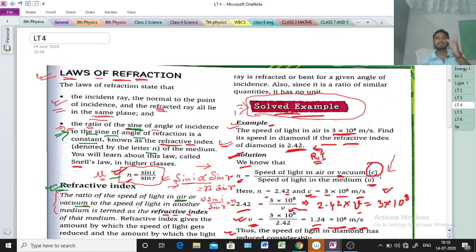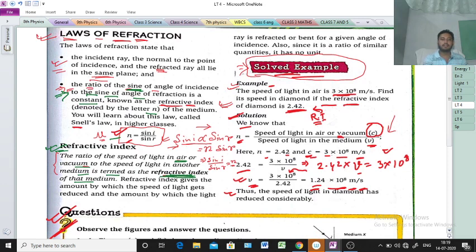The ratio of speed of light in air or vacuum to the speed of light in the another medium, maybe glass medium, maybe water medium, maybe whatever, is termed as refractive index of that medium. If you read this, the refractive index gives the amount by which the speed of light gets reduced and the amount by which the light ray is refracted or bent.